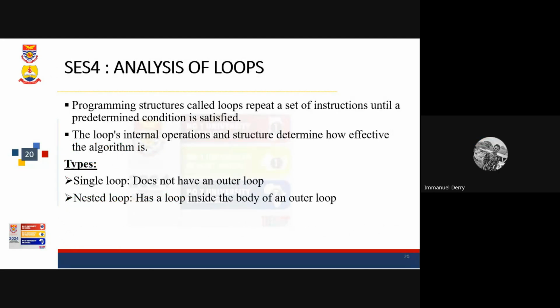So we have a single loop and a nested loop. Those are the types of loops. But we have variants of the loops. So those are what you just mentioned earlier. The do while loop, the for loop, and the while loop are the variants of the loops that we have.